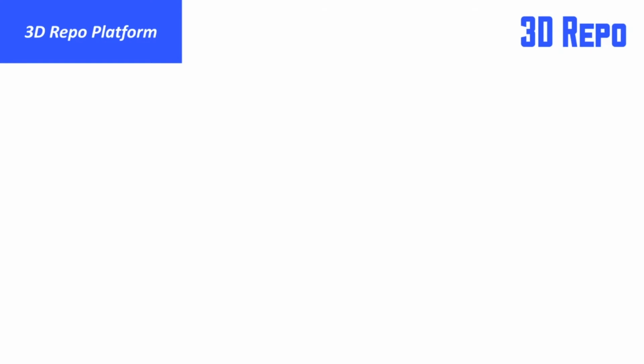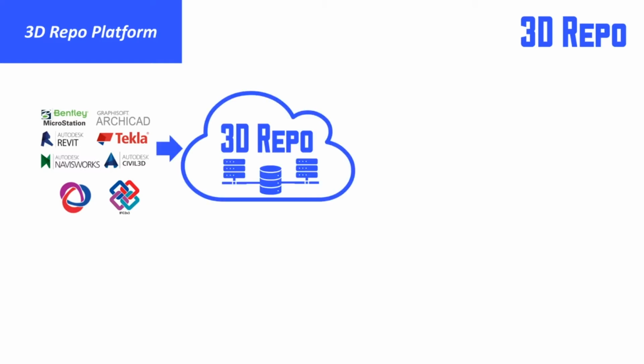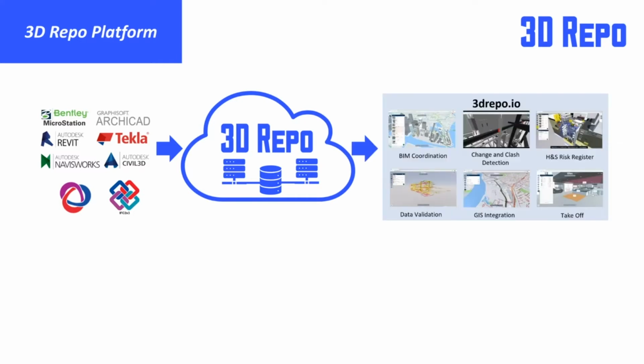Just one slide to briefly explain 3D Repo. 3D Repo is a BIM platform that accepts many different formats of BIM file and BIM data. We upload it to a central cloud-based repository where we store your data for you and allow you to access it in various ways. The first is 3D Repo IO, our flagship product, which acts as a model federation and collaboration tool, allowing multiple users to access their models via a web browser, collaboratively speak with each other and run various types of analysis.